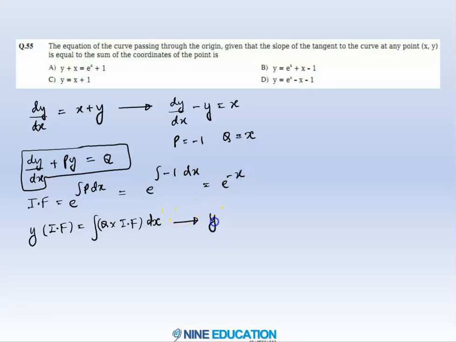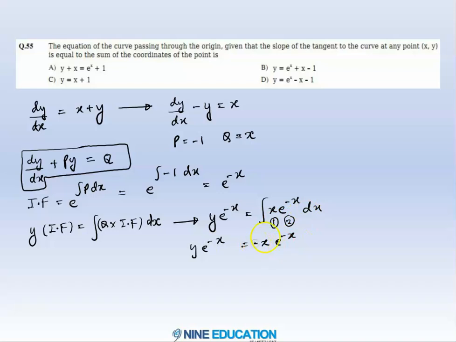Now we can write this as y into e power minus x is equal to the integration of q, which is x, and the integrating factor, which is e power minus x, dx. Now here we have to apply integration by parts. So we will take x as the first and e power minus x as the second function. How do we apply that? We will write first into integration of second. So that is x e power minus x divided by minus 1.